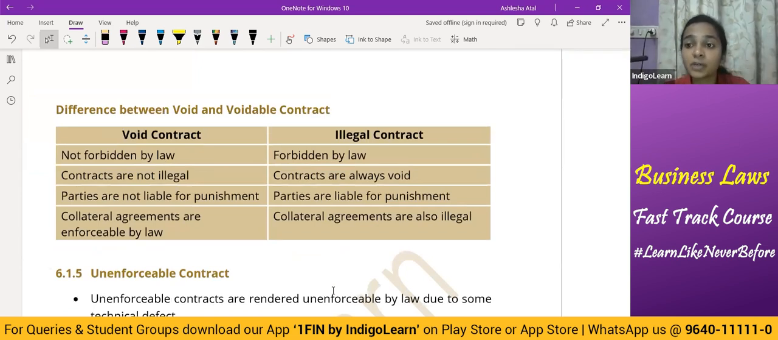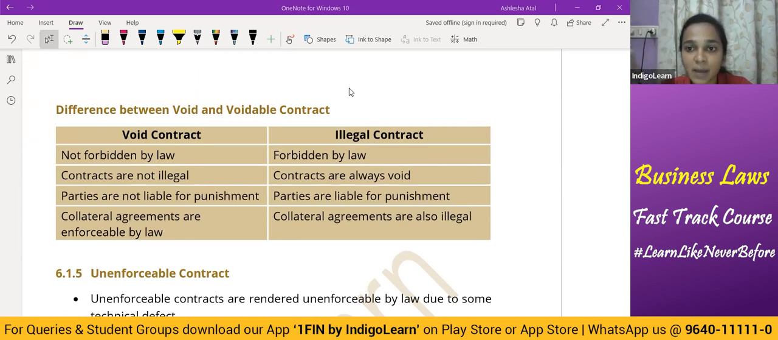So here you can have a look at the differences between void contract and illegal contract. A void contract is not forbidden by law. However, illegal contracts are forbidden by law. Void contracts are not illegal, but illegal contracts are always void. Like we've understood that all contracts are agreements, but all agreements are not contracts. Similarly here, void contracts are not necessarily illegal.